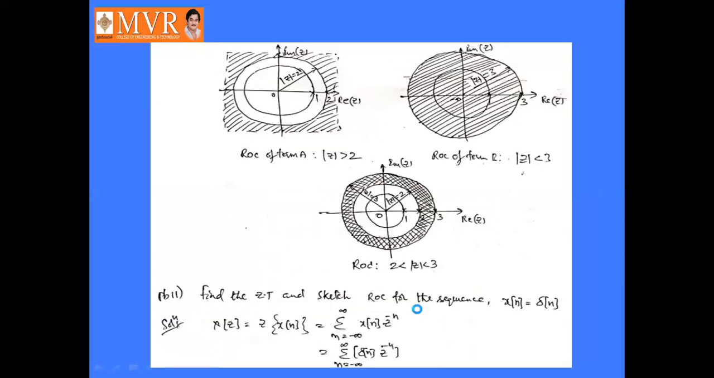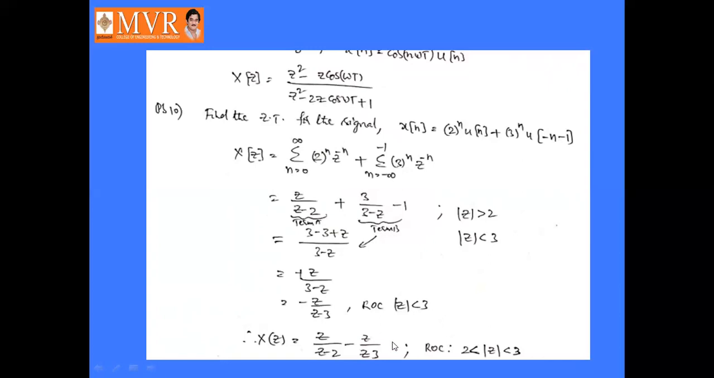So it is z by z minus 2 minus z by z minus 3. Here ROC is in between 2 and 3. Z is in between 2 and 3, right? 2 is less than mod z is less than 3. Okay.